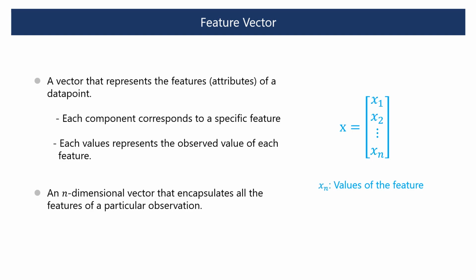Mathematically, a feature vector x for an observation in n-dimensional space can be represented in this way. Here, x1, x2, xn are the values of the features for that observation.